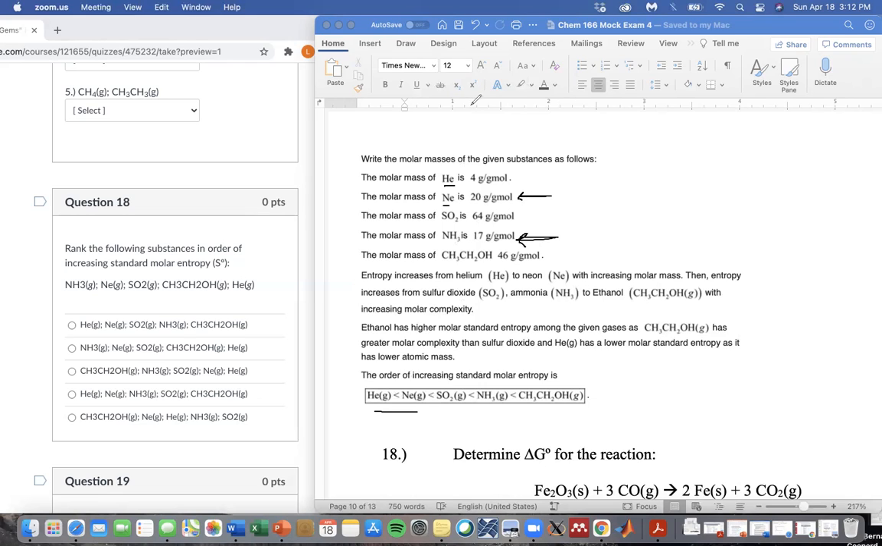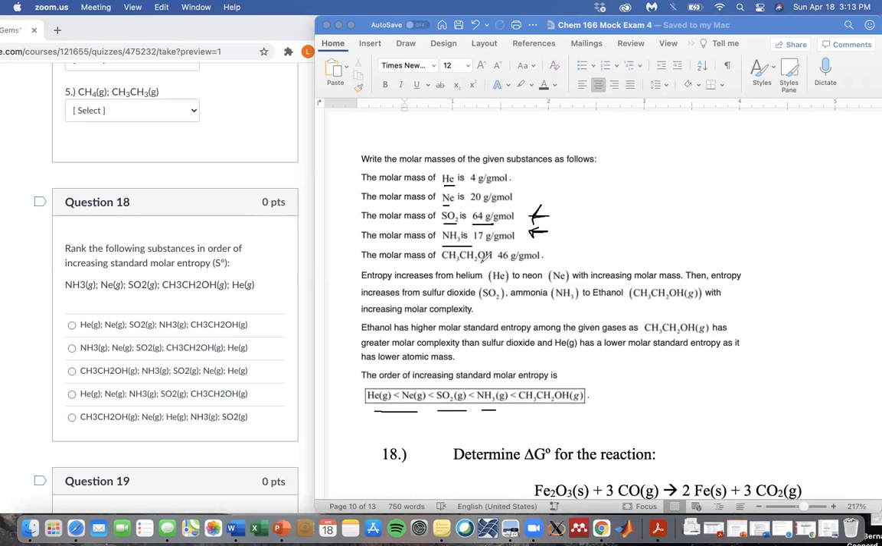Then you have to consider whether it's going to be neon or the sulfite here. But the sulfite still has less complexity because it has fewer atoms in the molecule. It only has 3, whereas NH3 has 4. So even though it has a molar mass of 64, it has fewer atoms than NH3. And so SO2 actually has a smaller molar entropy than NH3. That's how you order the first ones.